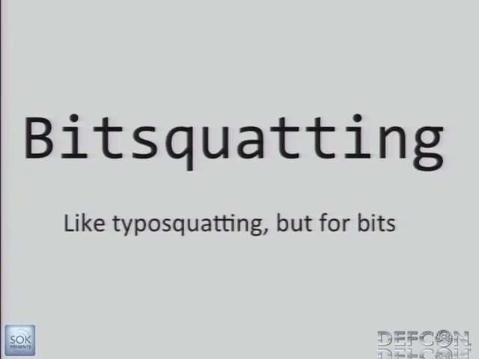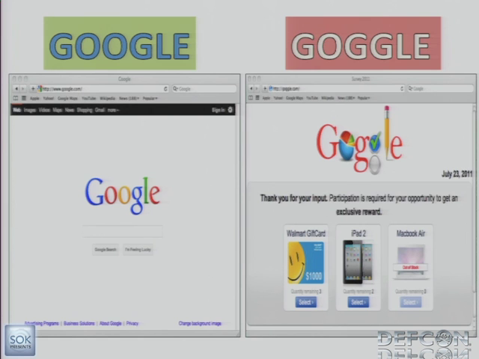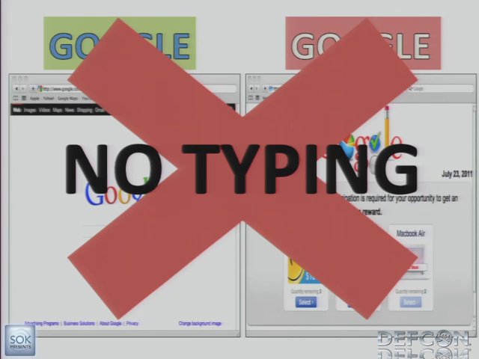Once again, the attack is called bit squatting. And it's called bit squatting because it's like typo-squatting, but for bits. So, I'm assuming we're all familiar with typo-squatting, but if not, here's a good example. Let's say you want to go to Google, which is a popular search engine, but you type in an extra G, and you go to Goggle, where you can win Walmart gift cards, free iPads, but sorry, they're out of MacBook Airs. And this is not what I'm talking about.